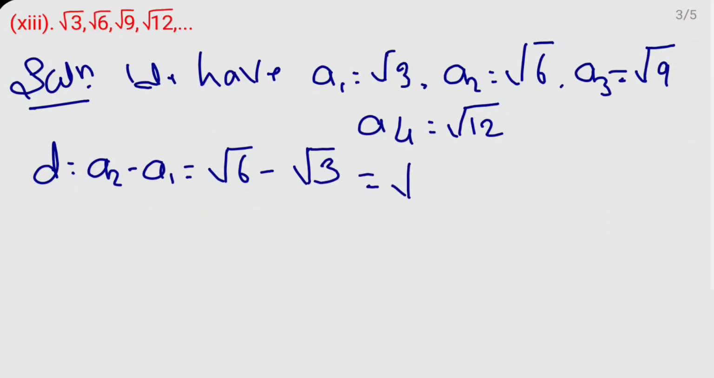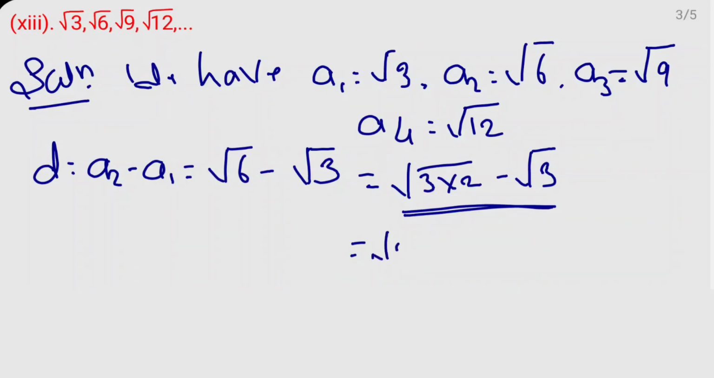So here root 6 we can write 3 into 2, and minus root 3 as it is. And now in these two terms root 3 is common, take outside root 3. So the remaining term is root 2 minus 1. Is it clear?